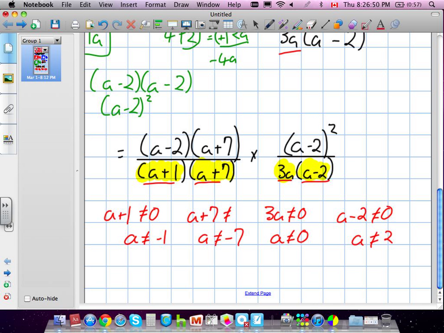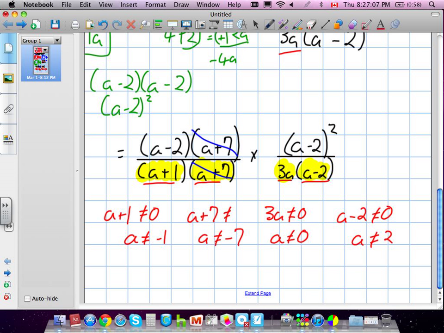Okay? So what can we simplify here? Cross them out in blue. Of the two a plus 7s. Yeah, a plus 7 and a plus 7. They can cancel out. A minus 2, a minus 2. Okay, so a minus 2, a minus 2. Is that good? Yeah.